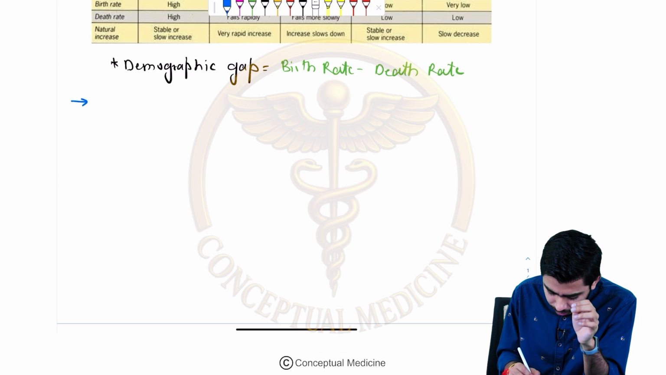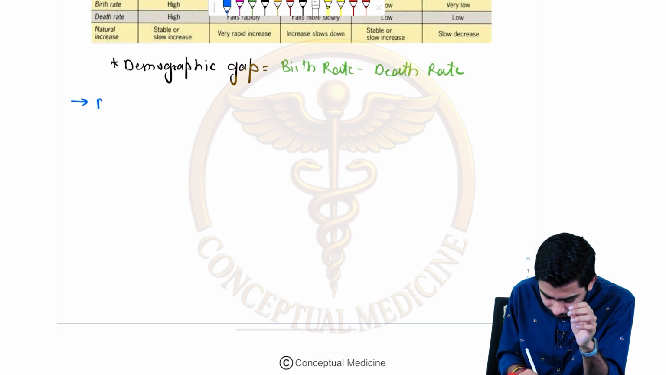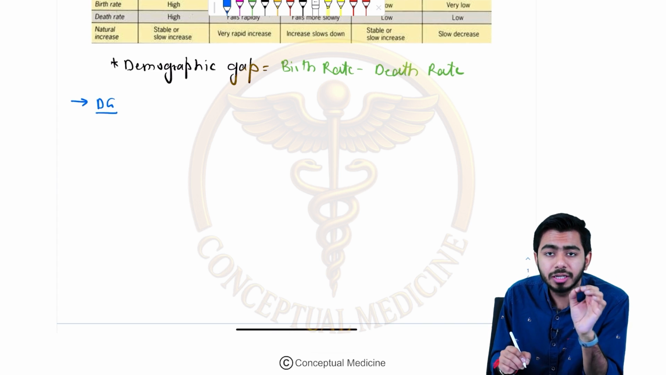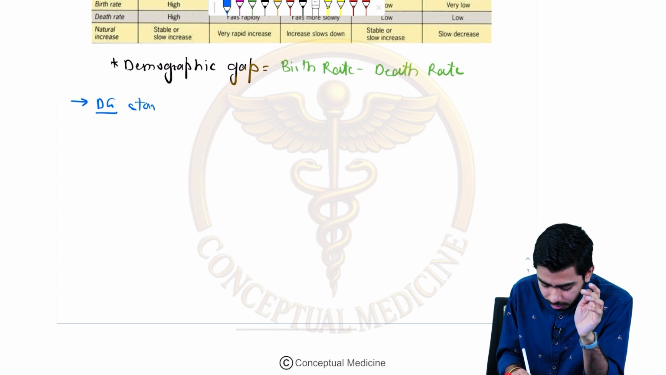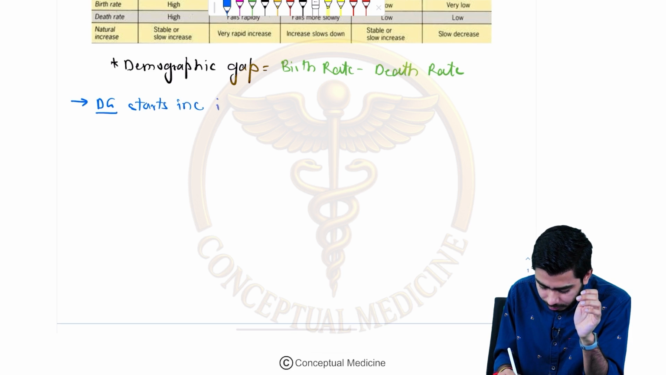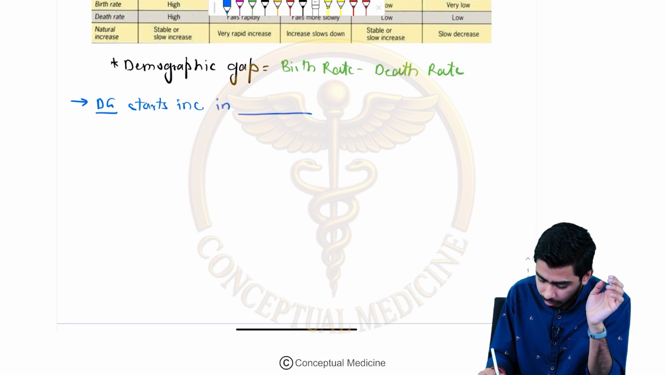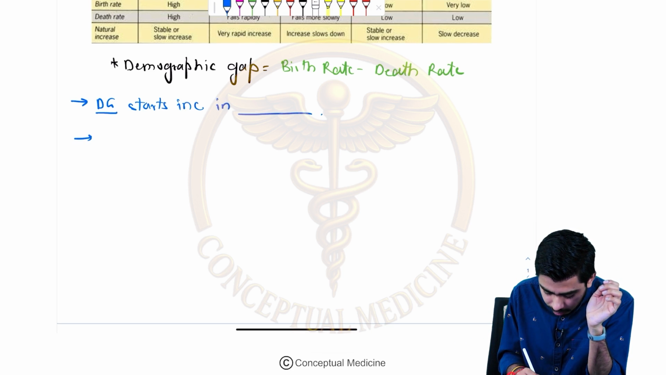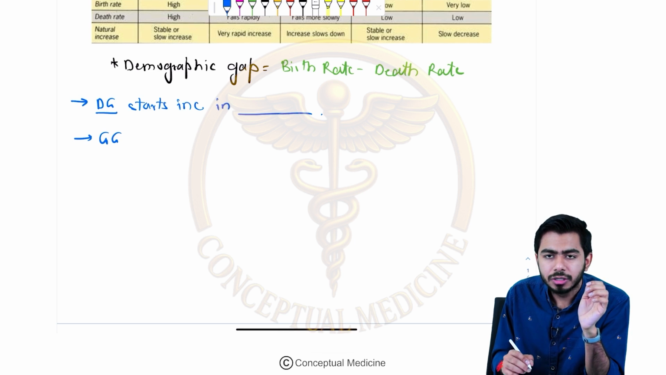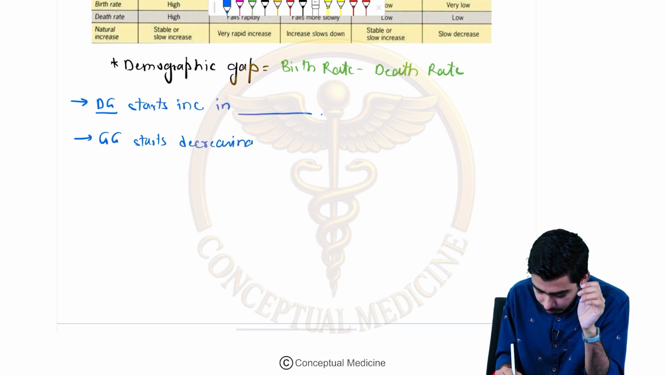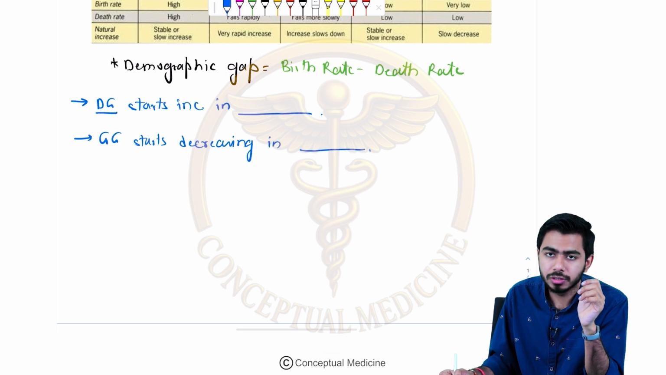Okay, second question is about the demographic gap. I'm just denoting it with DG. The demographic gap, if you talk about it, will start increasing in which stage? Starts increasing in which stage? Okay, first question, guys, you should be answering me. Second question for you guys, the demographic gap will start decreasing in which stage? Starts decreasing in which stage? Okay, this is also one MCQ for you guys, right?